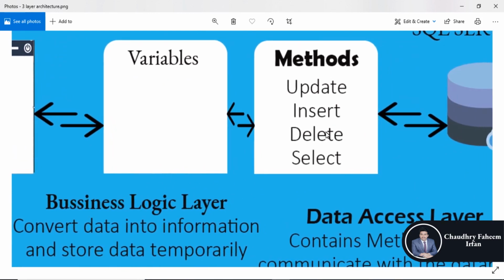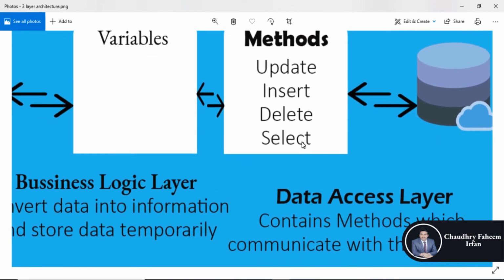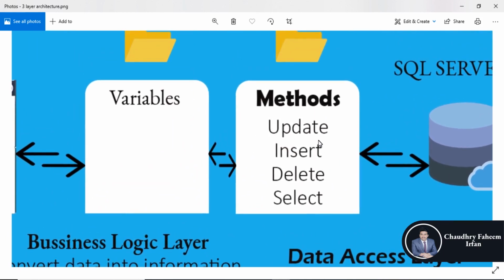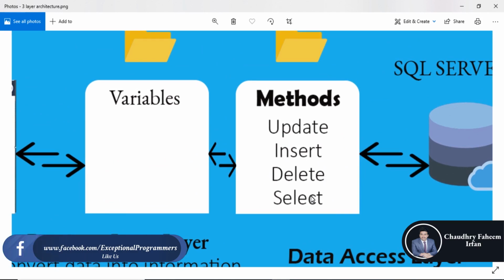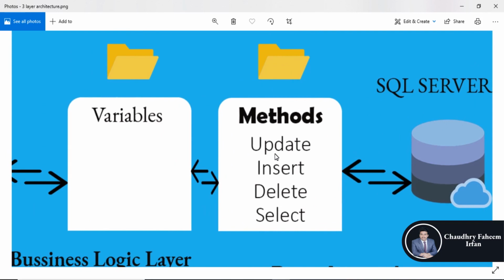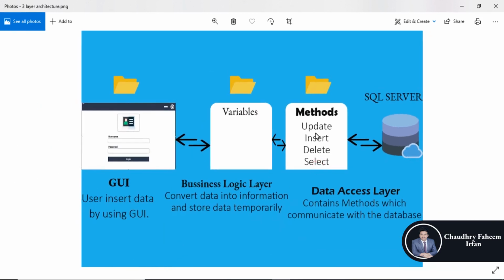And the third and last one is DAL, the Data Access Layer, which contains methods that communicate with the database. Methods like update, insert, delete, select records from the database. Here is the SQL Server. By using these methods, we can access, update, insert or delete data. In this way, our work is very easy and smooth.